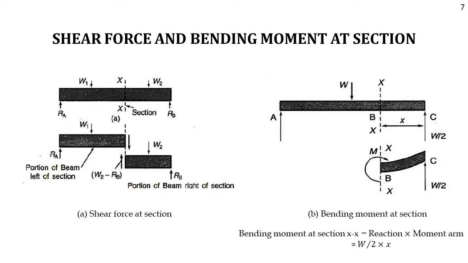Shear force and bending moment at a section. Consider figure A. This is the beam which is subjected to 2 point loads W1 and W2 acting downwards and reaction forces RA and RB acting upward on the beam. When dividing this beam into two sections, in the left portion of the beam at the section, shear force will act downwards and on the right side shear force will act in the upward direction. In figure B, in case of bending moment at section XX, it is equal to reaction into moment arm, that is equal to W by 2, which is acting at the support C, into X.